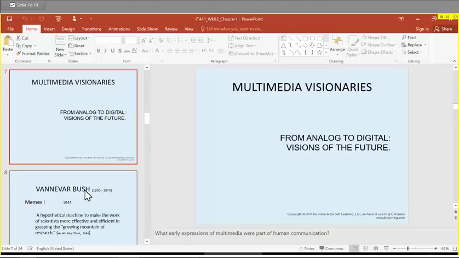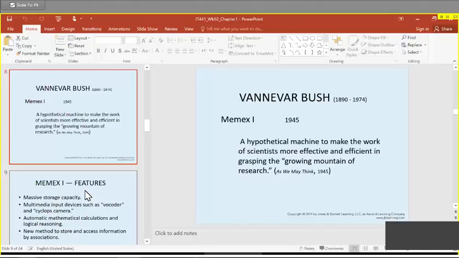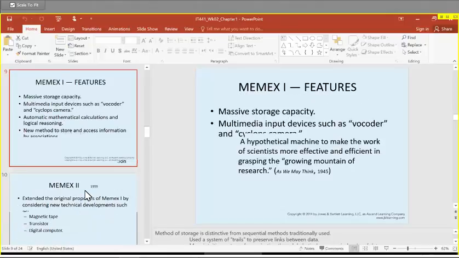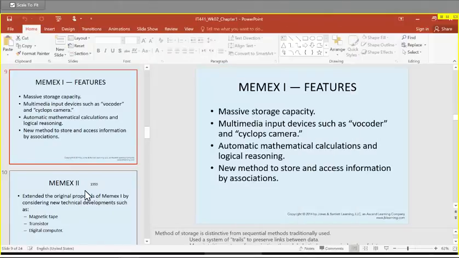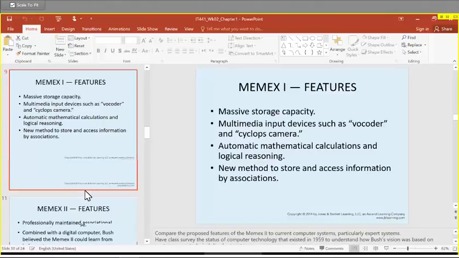So from the history, there were many multimedia visionaries, from analog to digital versions of the future. The first was Vannevar Bush, in 1945, and he proposed a hypothetical machine to make the work of scientists more effective and efficient in grasping the growing mountain of research. And then MEMEX 1 was invented, with a Cyclops camera, automatic mathematical calculations and logical reasoning, and this was a new method to store and access information by associations at that time.